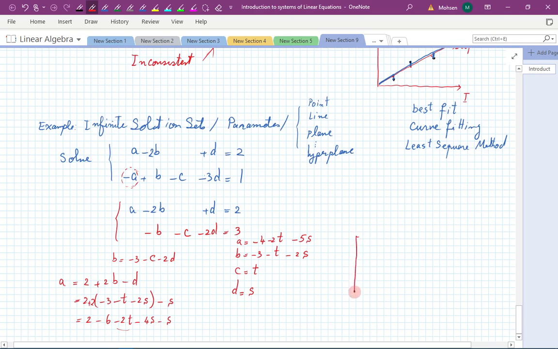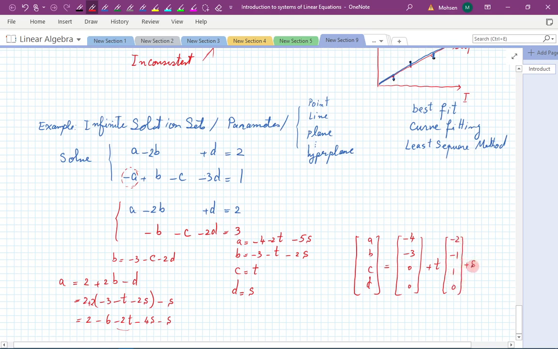We pack this as a vector, a, b, c, d. First of all, it tells us we are in 4 dimensions. We have a bunch of fixed numbers. Let's list them first: minus 4, minus 3, this is 0, this is 0. And then we collect the t's, factor it out, and say this is minus 2, minus 1, this is 1, this is 0.